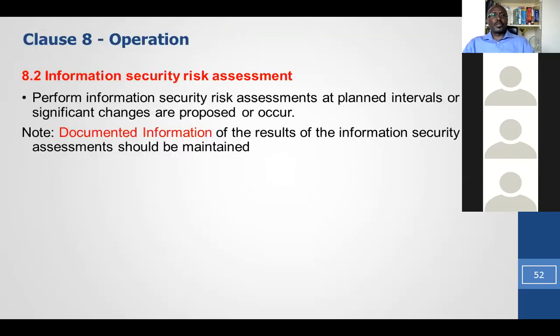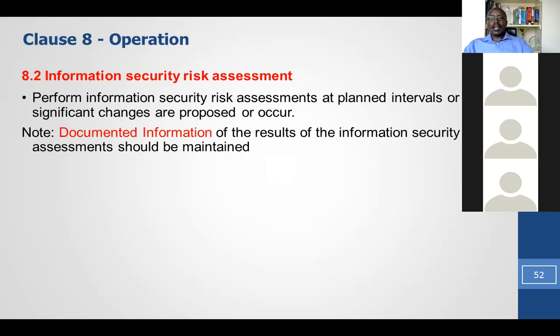Then clause 8, for operation, deals with the information security risk assessment. You're mandated to perform information security risk assessments at planned intervals or when significant changes are proposed to occur. A major change would be, for instance, a major change in business processes, or maybe an organization has bought a major asset that relates to information security. If you do that, then you have to re-perform the risk assessment so that it incorporates the newly acquired asset or the newly implemented business process.